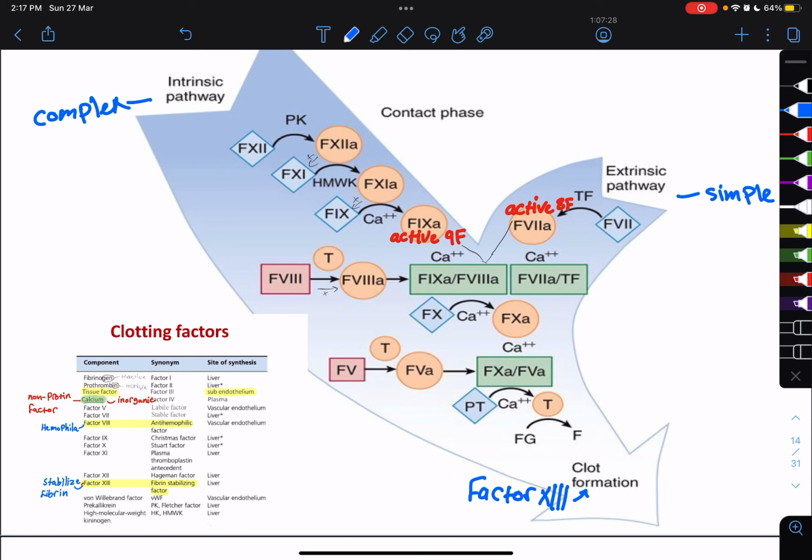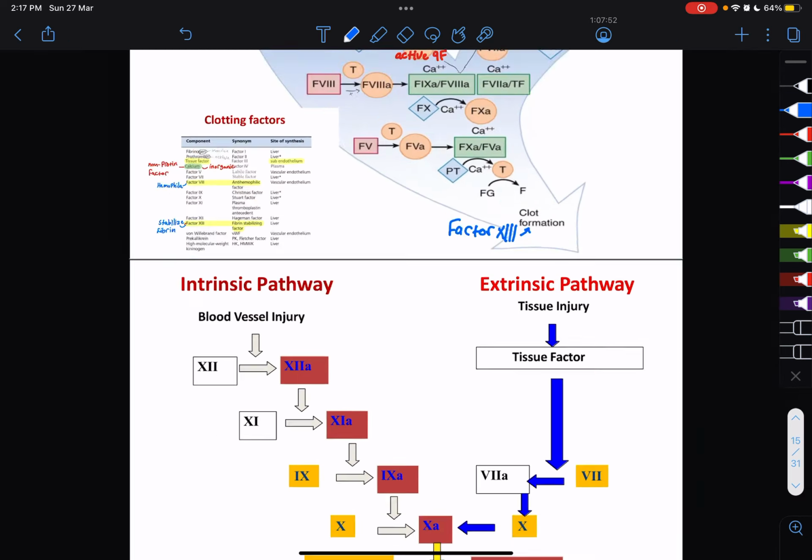No, factor 8. Factor 8 is basically for the intrinsic pathway. And as you can see here, it's working in this one, the intrinsic pathway. Okay? Factor 7 is the main one for the extrinsic pathway. Alright. Any other question about this one? Clear?